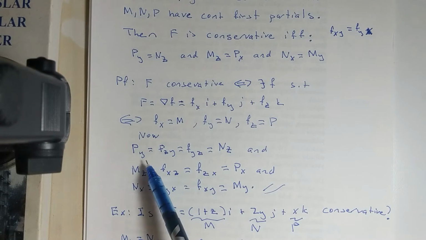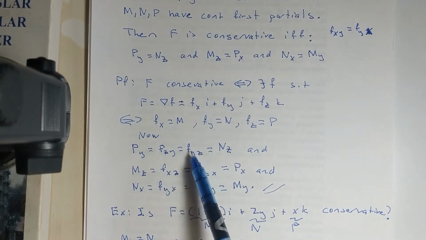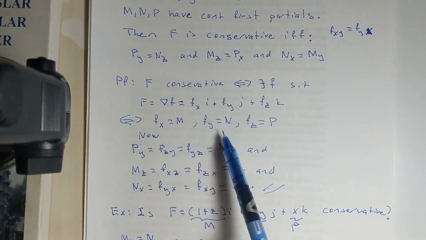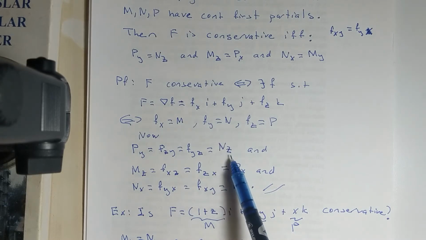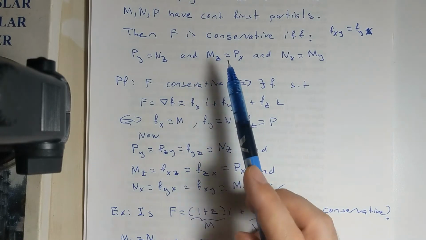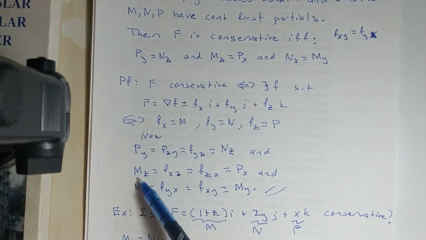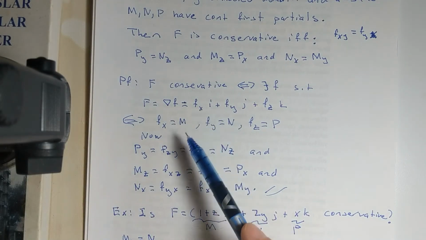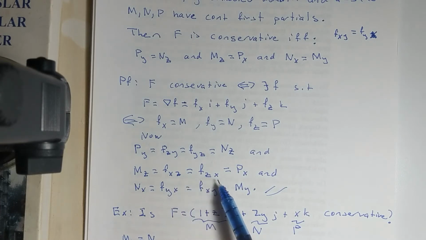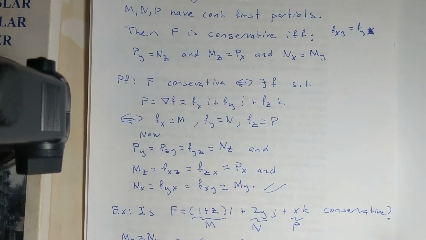Well, P sub y is the same thing as f sub zy. I would expect that to be the same thing as f sub yz, but what is f sub y? f sub y is N, so N sub z, as desired, right? P sub y is equal to N sub z. Now let's look at this one, okay? This one says M sub z, but what is M? M is the same thing as f sub x, so M sub z is f sub xz. That's the same thing as f sub zx. Well, what was f sub z? f sub z was P, so this is P sub x.